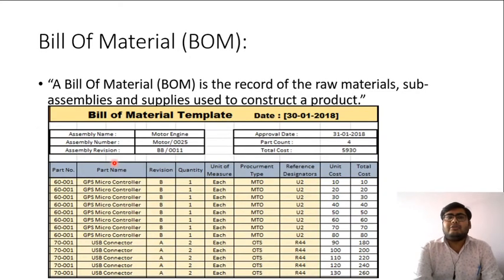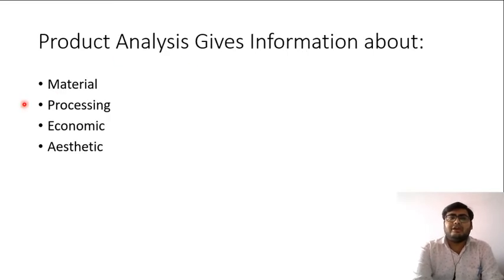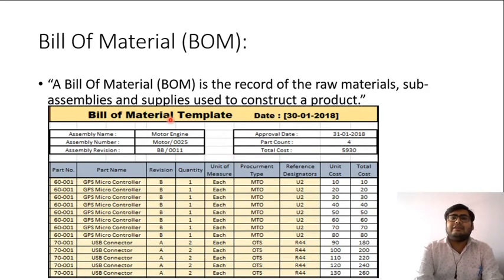Okay, so let us now talk about the first tool of product analysis, which is bill of material. Basically, bill of material will give us the first answer of our product analysis process, which is which materials to be used and which processes. So after analysis we should have information about material and processing, and bill of material will give exactly that. Bill of material will give us the idea about which processes and which materials are there.